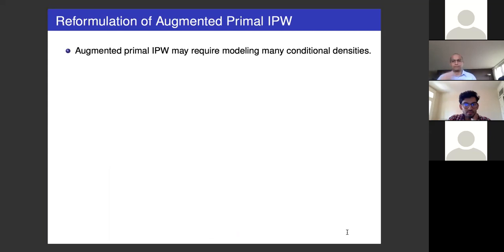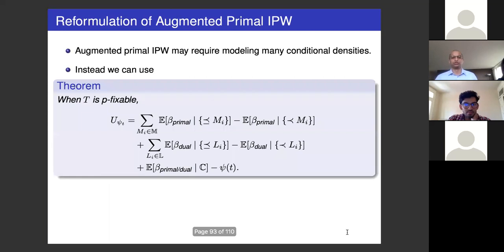So as a statistician, you're probably looking at this and saying, wow, if I have a large graph, this augmented primal IPW thing seems cool, but it may require modeling many, many conditional densities. And we tried having an answer for that. So instead of using the non-parametric influence function as we stated it, you can also use a different restatement of the non-parametric IF that we provide. So when T is p-fixable, you can equivalently express the non-parametric influence function as follows.